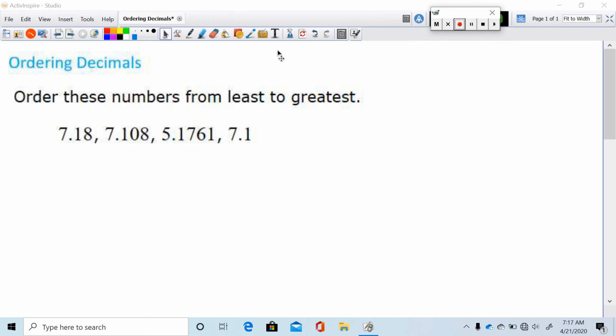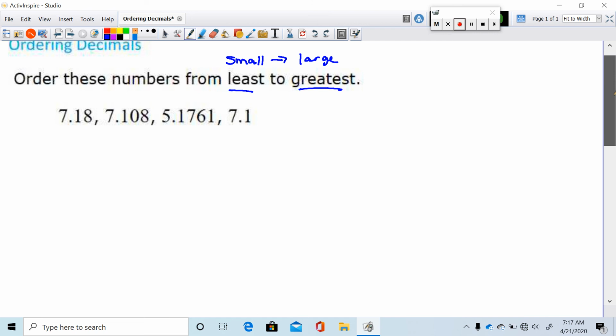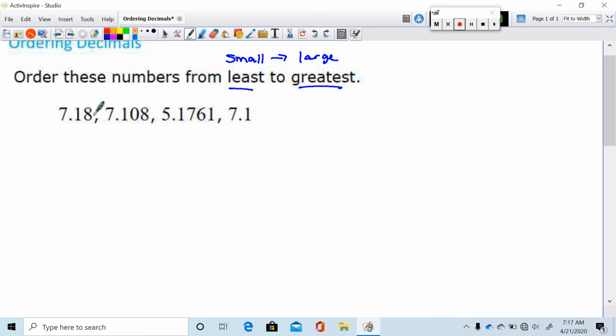Ordering decimals. So the first one they want us to order from least to greatest. So least is smallest. So we're going from small to large on this one. Now I'm going to write these decimals out vertically so that I can work with them.